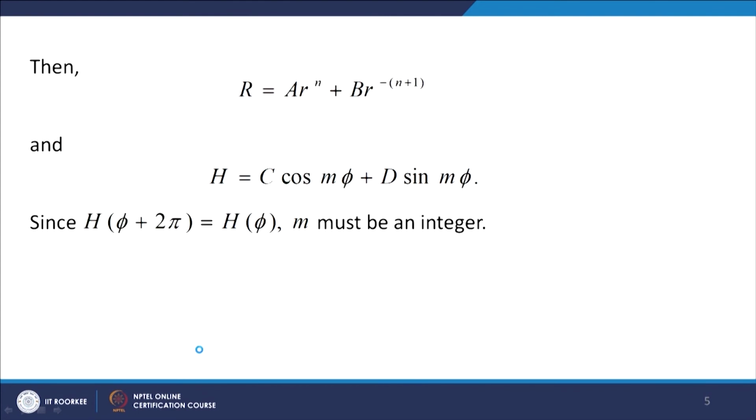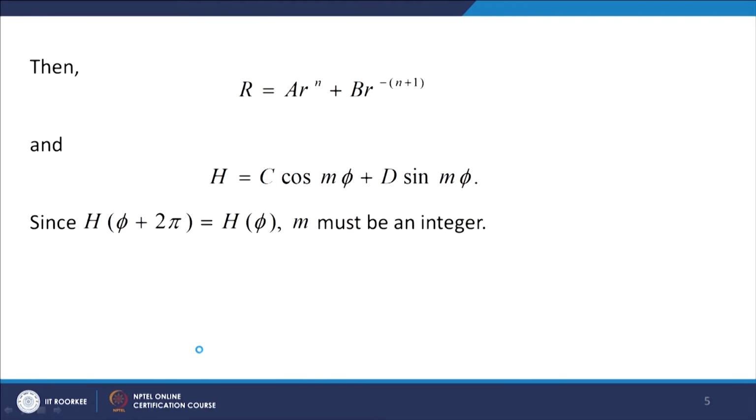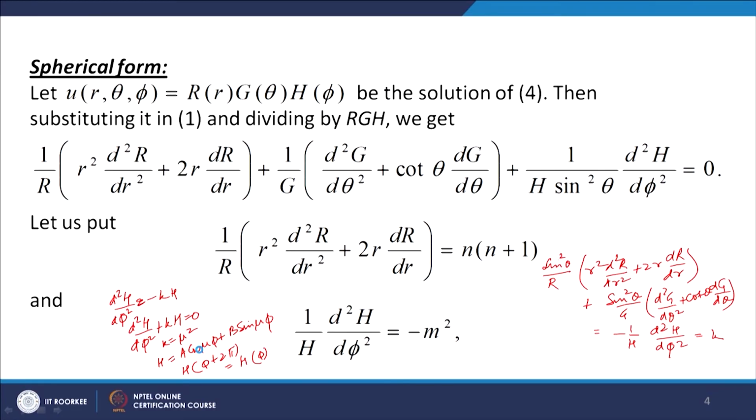So, we will have H equal to some constant into cos m phi plus D sin m phi, if we take this equal to minus m squared. Because of H of phi plus 2 pi equal to H of phi, m must be taken as an integer. Now, what happens when you take this as minus m squared? 1 over H d squared H over d phi squared is minus m squared, and you take 1 over R d squared R over dr squared plus 2r dR over dr equal to n into n plus 1.